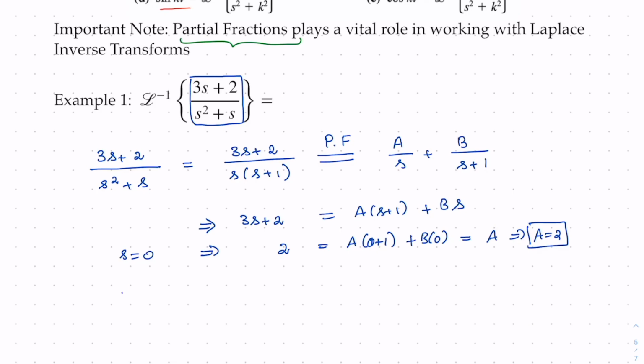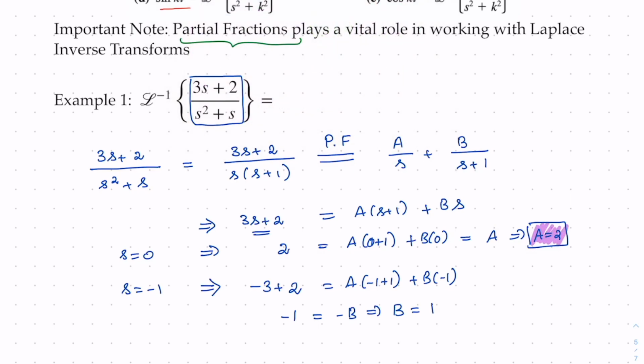And similarly, if I plug in s equal to minus 1, the left hand side is going to be 3 times minus 1, which is minus 3, plus 2, is equal to A times minus 1 plus 1, plus B times minus 1, and that tells you that minus 1 is equal to minus B, and that tells you your B is equal to positive 1.